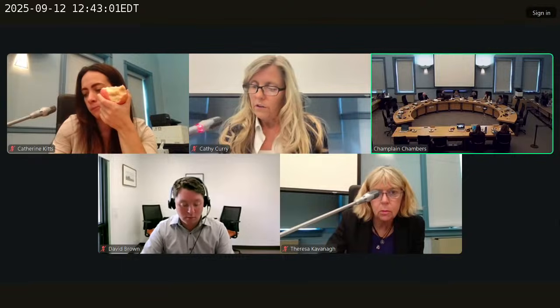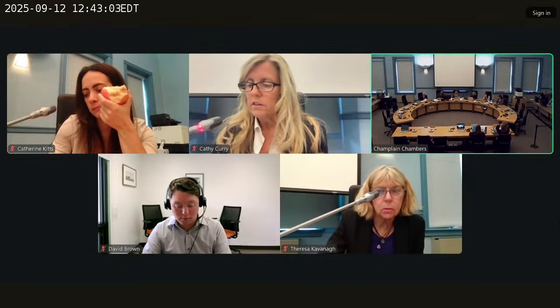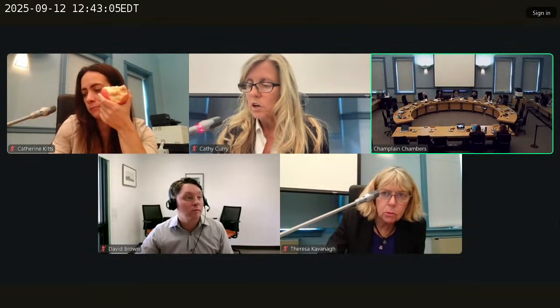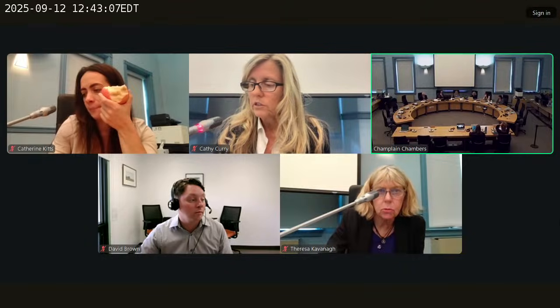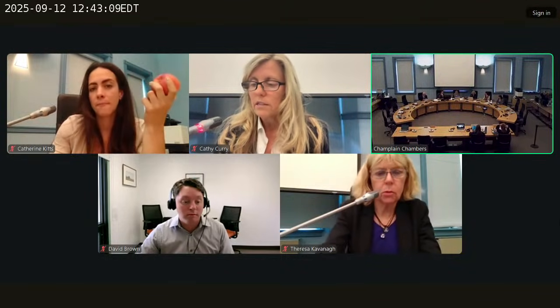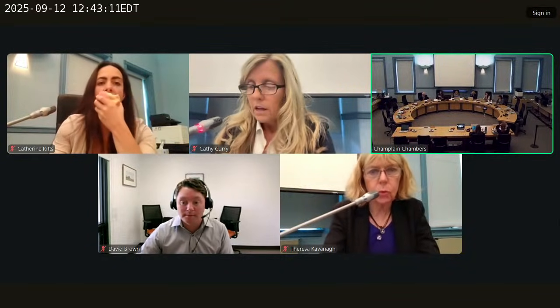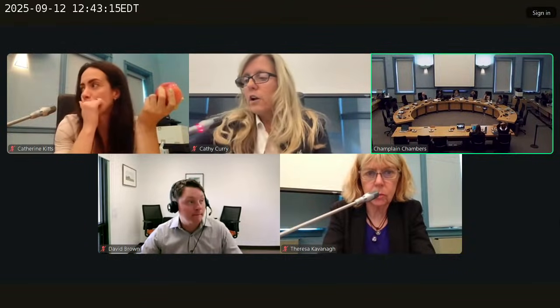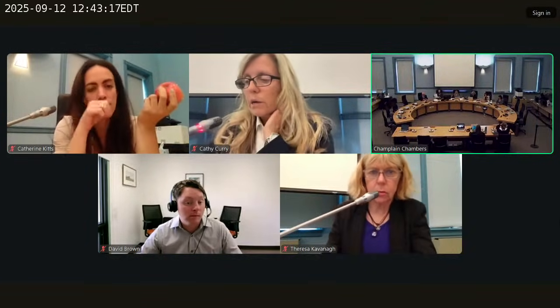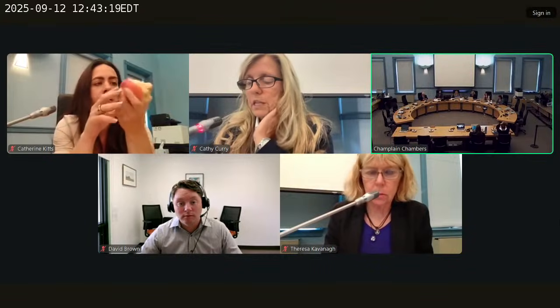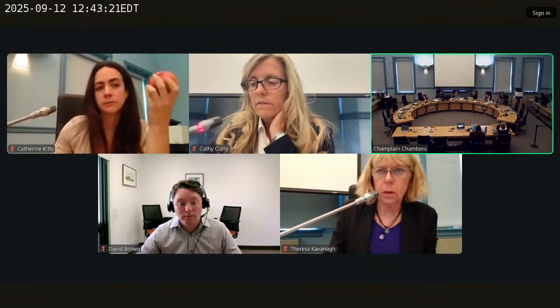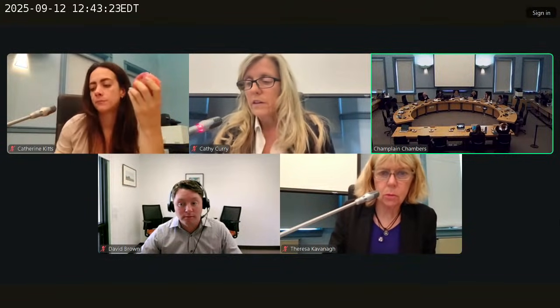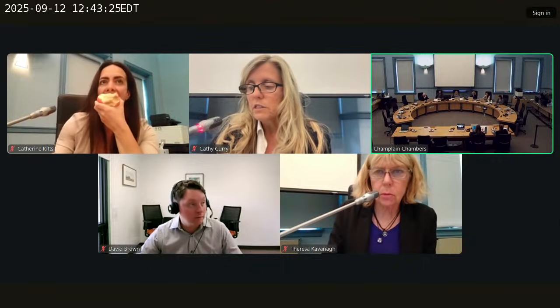So, on the 5.1 motion, it is that the Audit Committee receive the audit report and recommend that Council consider and approve the recommendations. Is this item carried? And then for item 5.2, that the Audit Committee receive the audit report and recommend that Council consider and approve the recommendations. Is this item carried? Okay, carried.